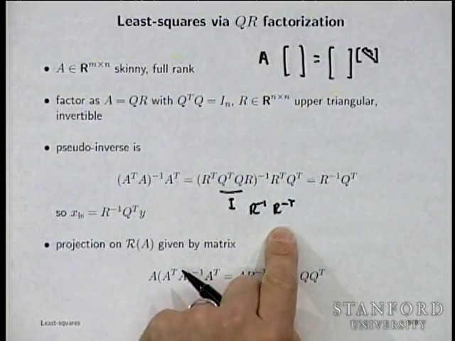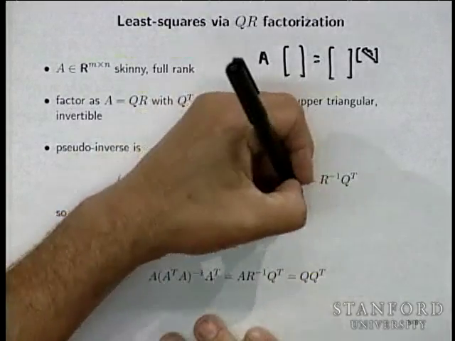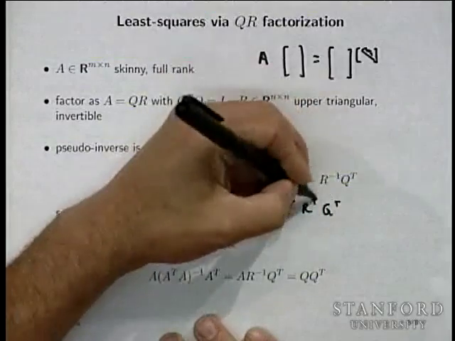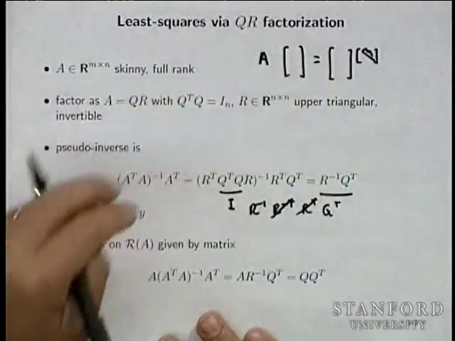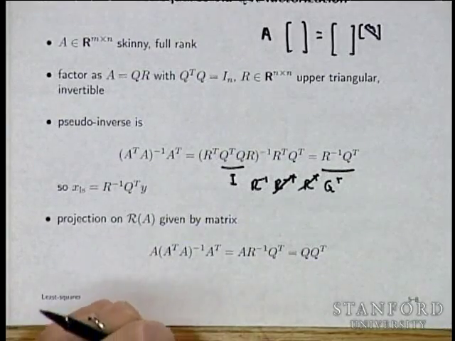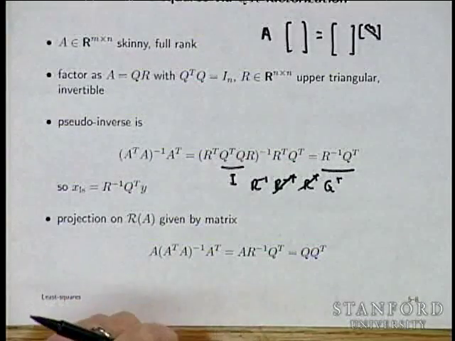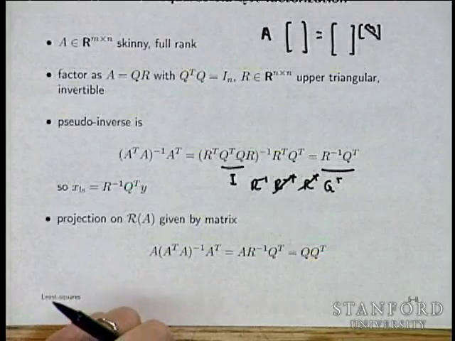That's slang for R inverse transpose, which is the same as R transpose inverse. These two operators commute. Times R transpose Q transpose, that goes away, and in the end you get R inverse Q transpose. Okay? So a very, very simple formula in terms of the QR factorization for the least squares approximate solution of y equals Ax.